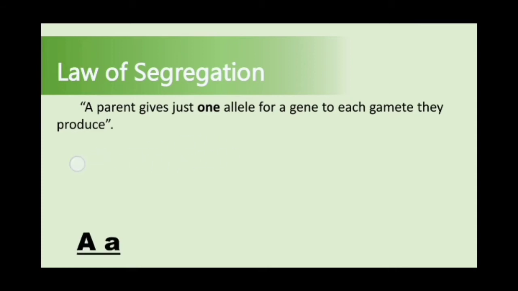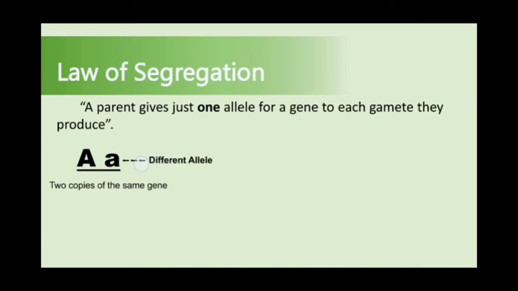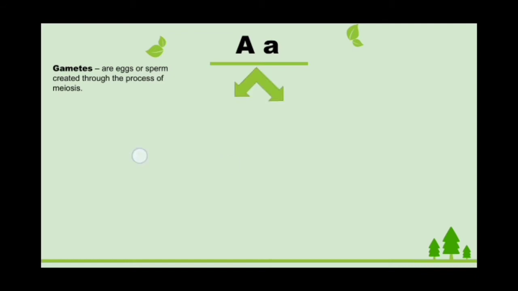An organism has 2 copies of each gene. The different copies are called alleles. The organism could be homozygous, carrying 2 of the same allele for a gene, or heterozygous, carrying 2 different alleles for that gene. So now, let's focus on a heterozygous parent. Gametes are eggs or sperm created through the process of meiosis. And during meiosis, the pair splits in half, giving each gamete 1 copy of each gene.